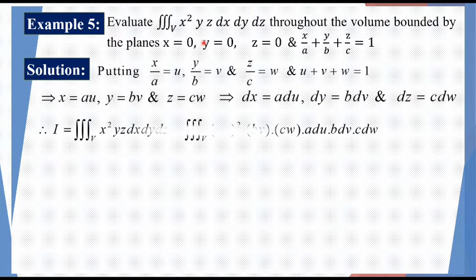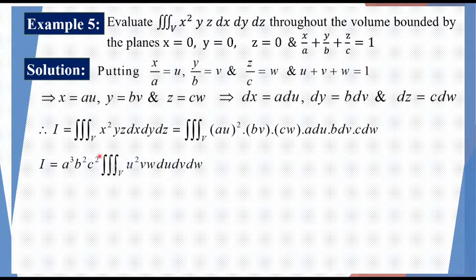So on replacing the value of x, y, z, dx, dy, dz in this and letting this integral as I, we can rewrite it in the form of (au) whole square into bv into cw into a du, b dv, and c dw. Now from here a square bc and abc, so it is a cube b square c square is the constant, so we can take it outside the integral, and u square v w remains. So this is a cube b square c square into triple integral of u square v w du dv dw. Now this integral is in appropriate form because the limits are also in the appropriate form.